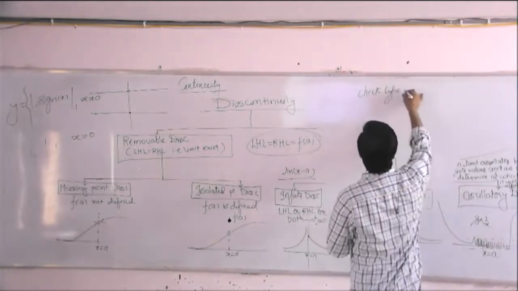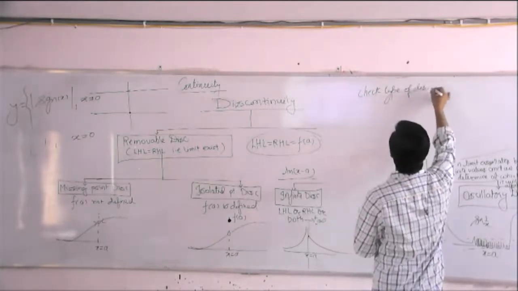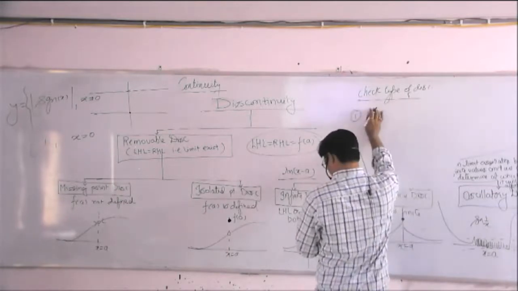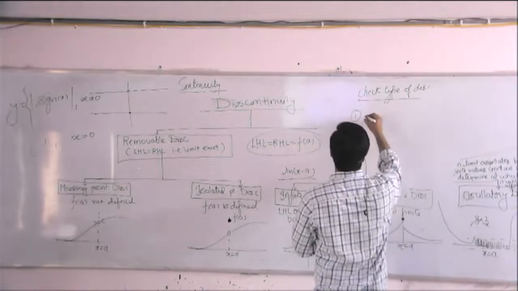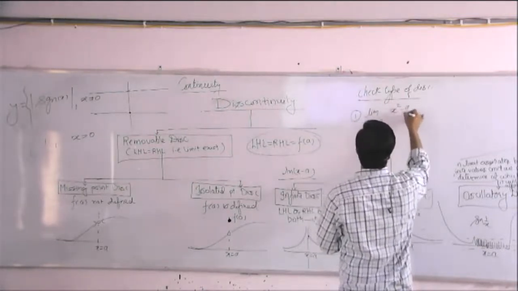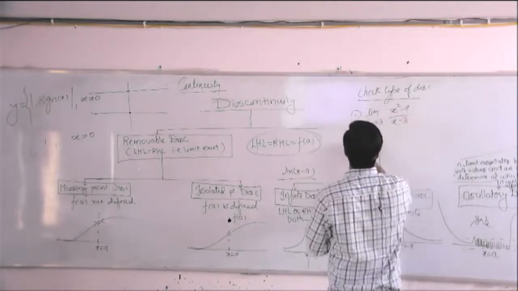Check the type of discontinuity. Limit x tends to 3, (x square minus 9) divided by (x minus 3).